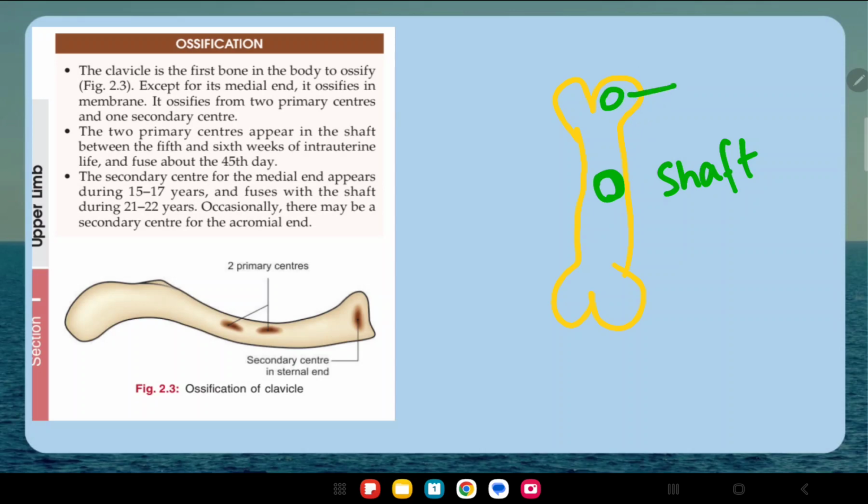Now see, the clavicle is the first bone in the body to ossify. This means that this is the first bone which is being formed in the body. Except for its medial end, it ossifies in the membrane. Now let me explain.